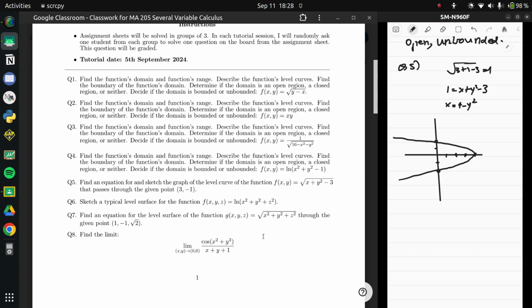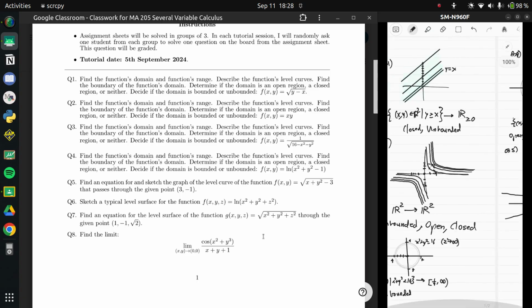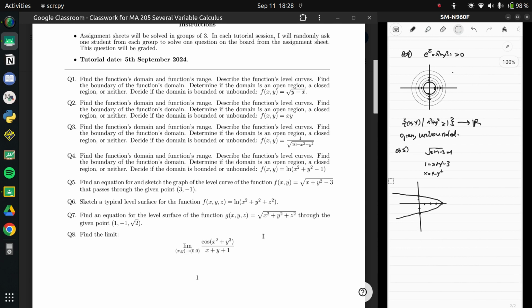Yes, this is really good. So that's your level curve. Okay. So what about it? What do we want to do exactly? Oh, that's it. That's the whole question.